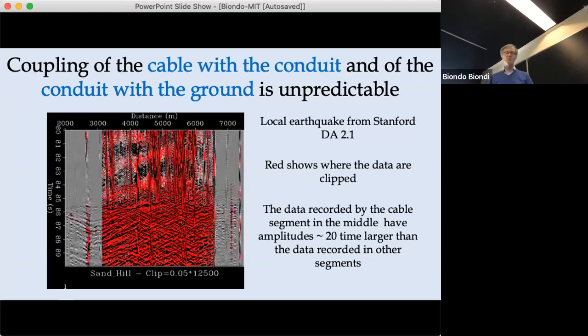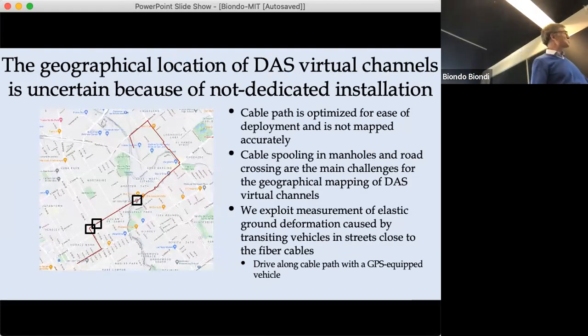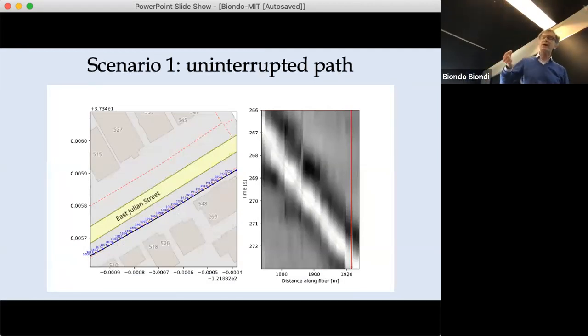So estimating the coupling is quite important, and estimating even just the amplitude response, and the location, as I was saying, of the fiber. So this is the map of the fiber in San Jose that we interrogated. And here we can really create a mapping of the distance along the fiber. That is something that for maintenance is easy to measure, but the physical location can sometimes be off by hundreds of meters. So that is using basically the signature of a vehicle going on the road and connecting that signature with a GPS signal in the car.